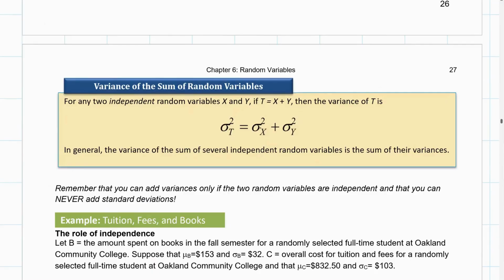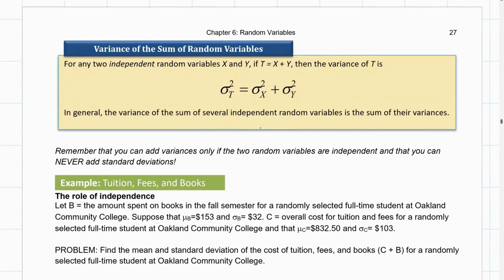Okay, so to summarize, for any two independent random variables, x and y, if you create a new distribution by adding up a random selection of x to a random selection of y, creating this new random variable t, the variance of t is the sum of the other variances. Okay, and again, remember, add variances, not standard deviations. And remember that this rule requires that the two random variables be independent.